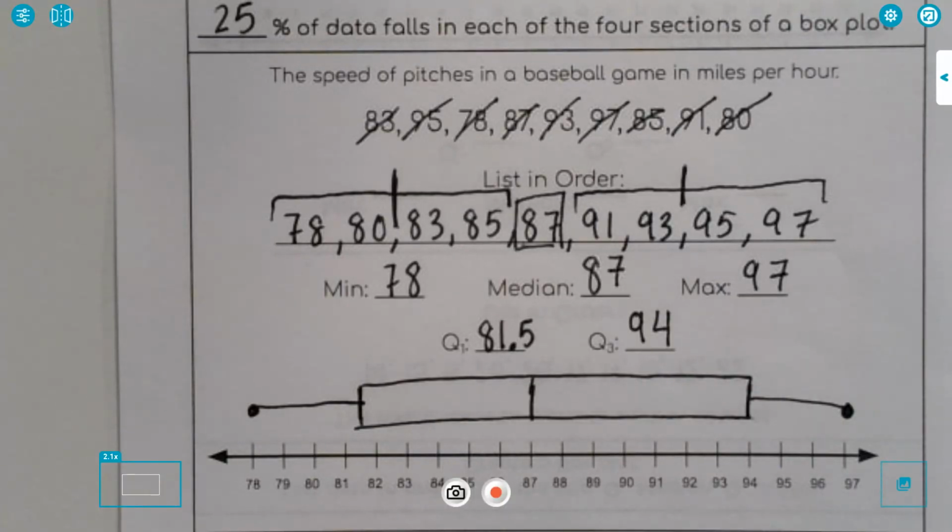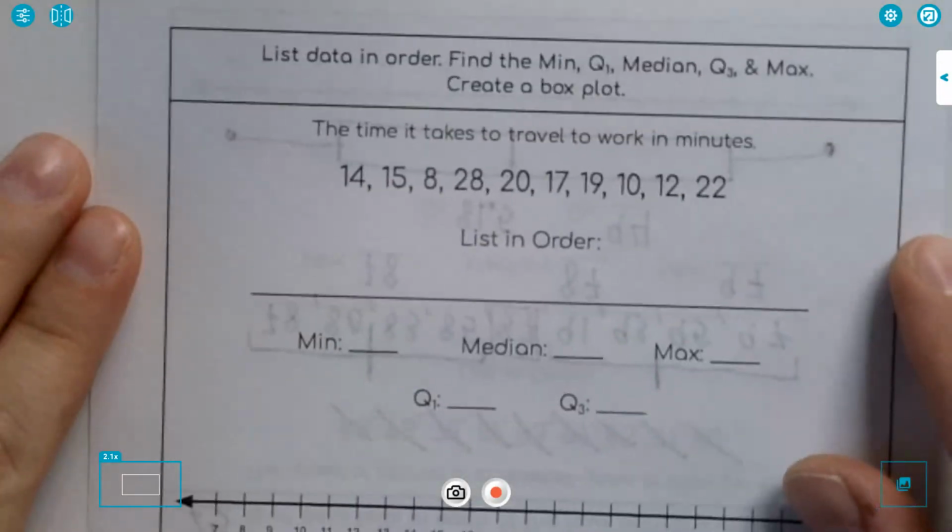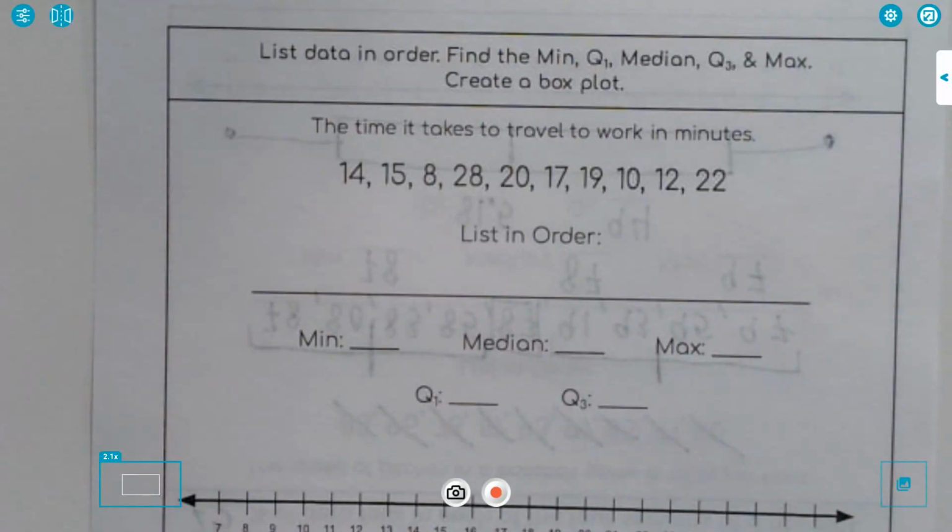Okay, let's do one more example, and then I want to show you some other examples and let you look at them. Since we only have little examples with little amounts of data, I want to show you some real examples with real amounts of data. So flip this over. We are finding the time it takes to travel to work in minutes.